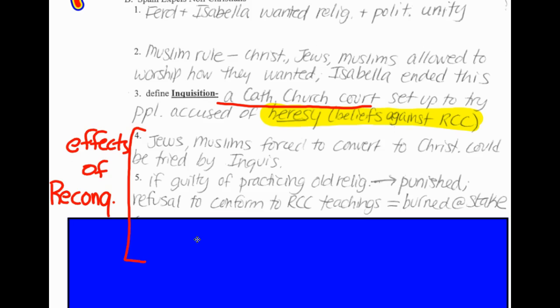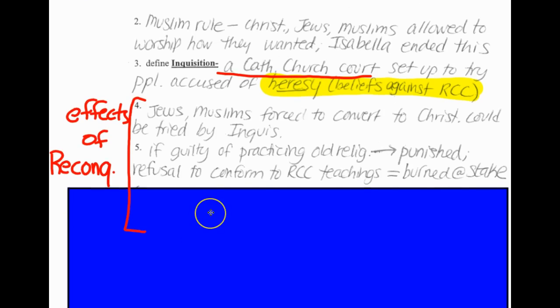If they were found guilty of practicing their old religion, they'd be punished, and this also included being burned at the stake. That is when you get tied to a tall wooden pole and they set you on fire. Not pleasant. And so the Catholics were really trying to keep an eye on Jews and Muslims to make sure they weren't practicing any of their old religions.